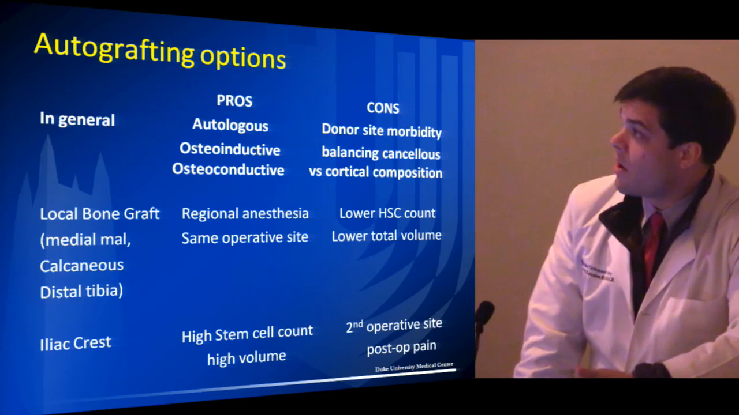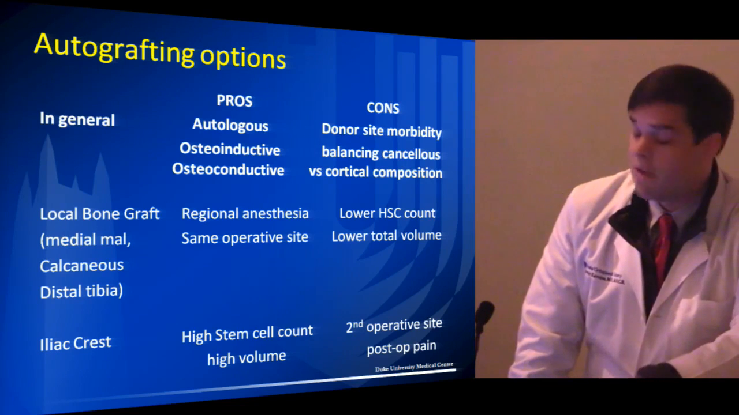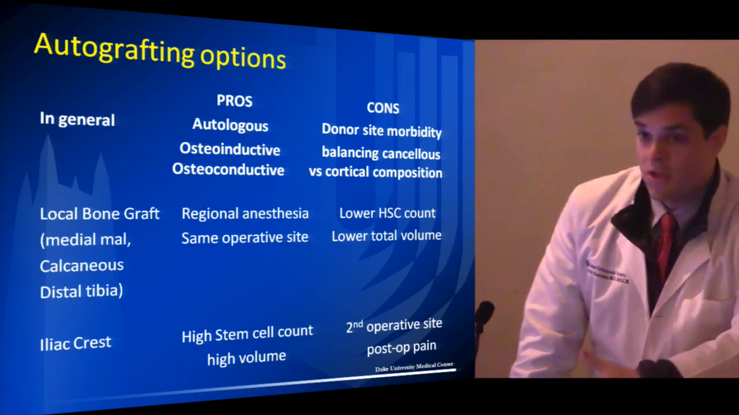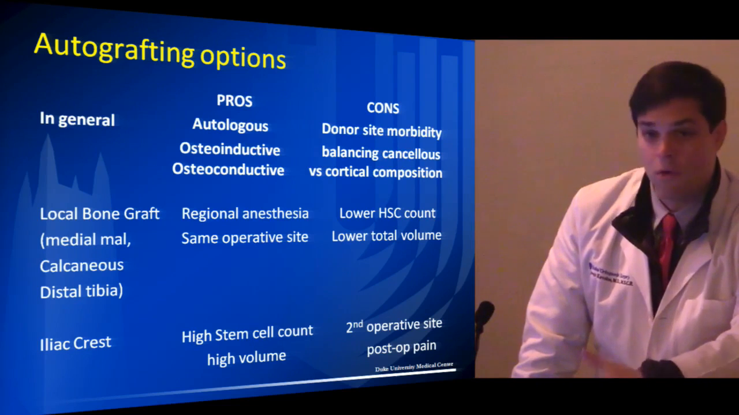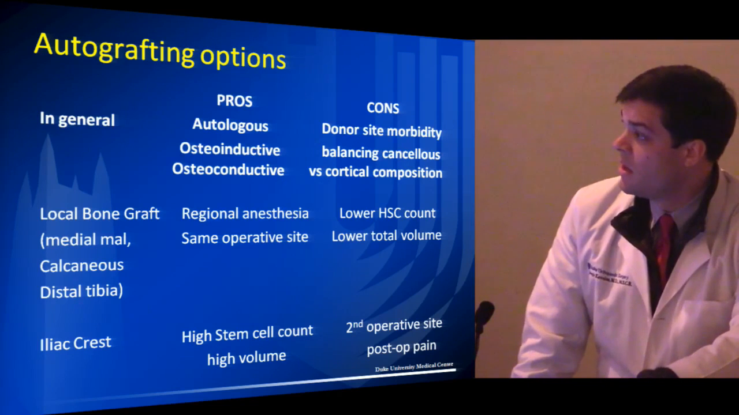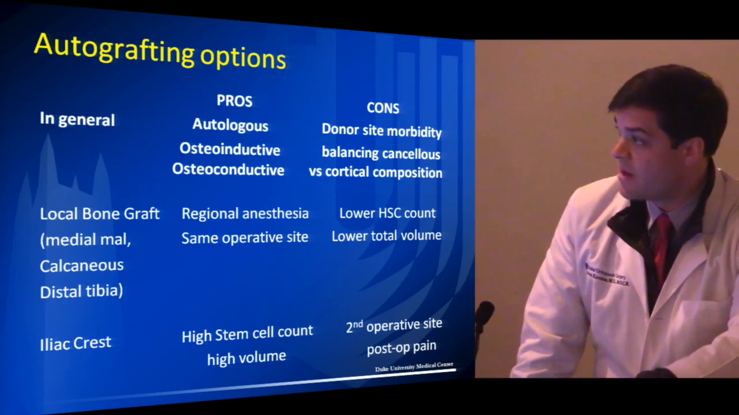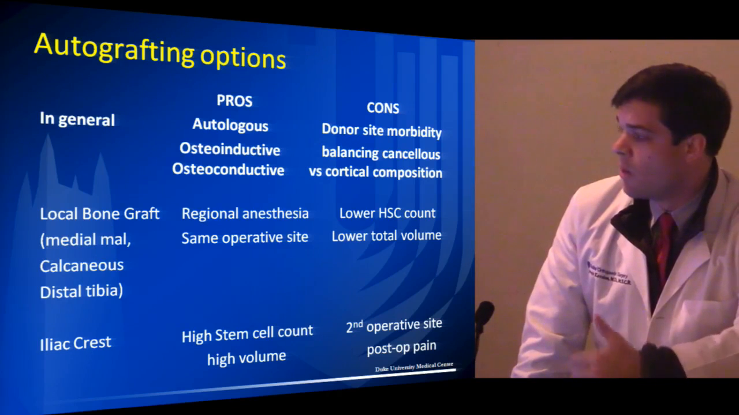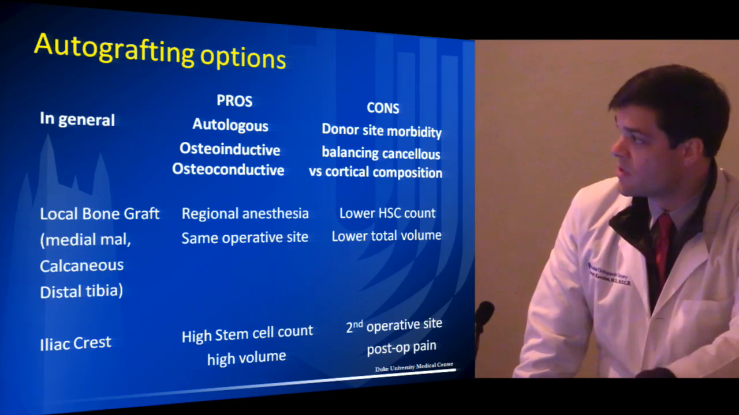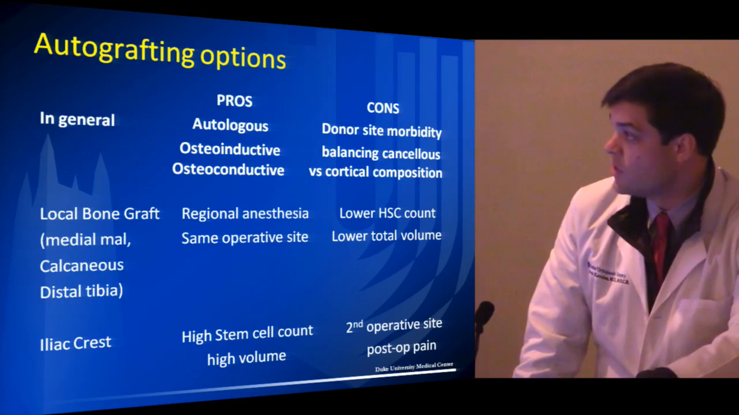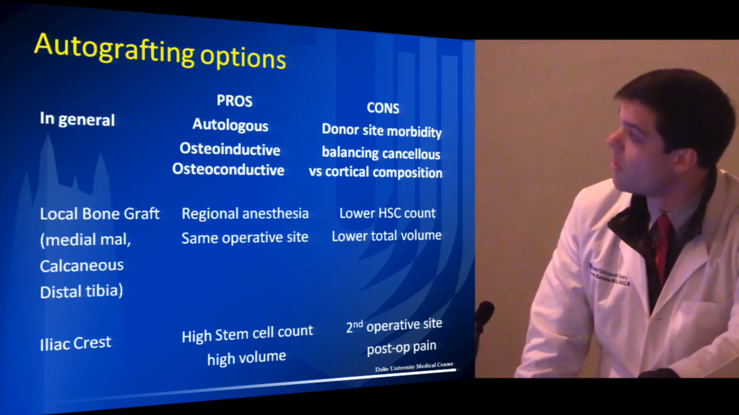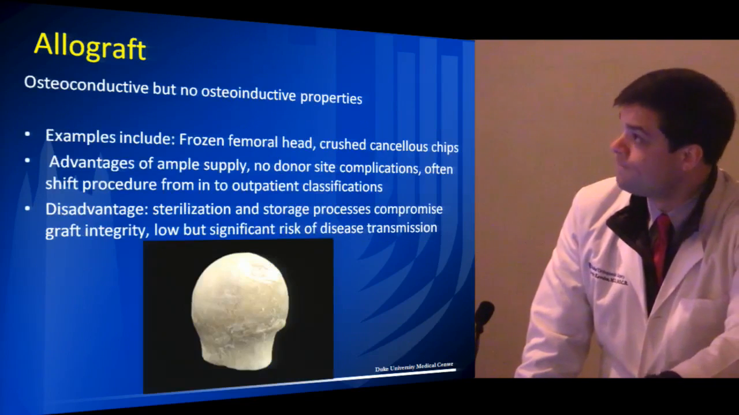Local bone graft does offer the advantages of being able to do it from one surgical site frequently and using regional anesthesia. The issue with that is, for example, in the foot and ankle, you're going to have lower stem cell counts and a lower total volume of the graft that you'd need. Iliac crest, on the other hand, has the advantage of a very high stem cell count. Recent investigations show that it is the richest place to find the pluripotent stem cells that allow for bone formation. There's a decent amount of volume for use in the extremities. The disadvantages are a second operative site and significant postoperative pain reported in, again, up to 20% of patients.